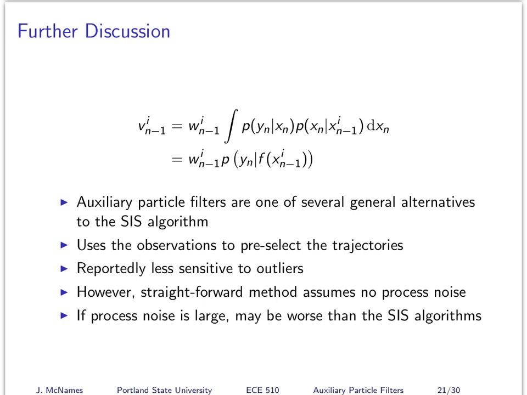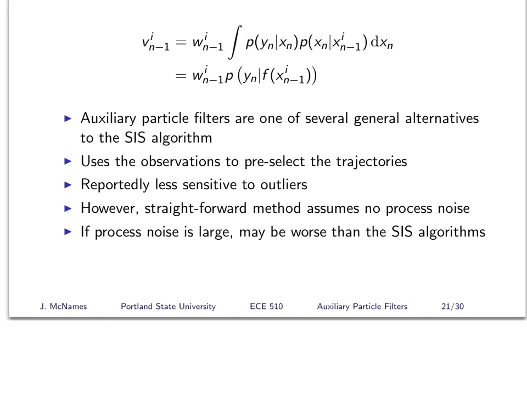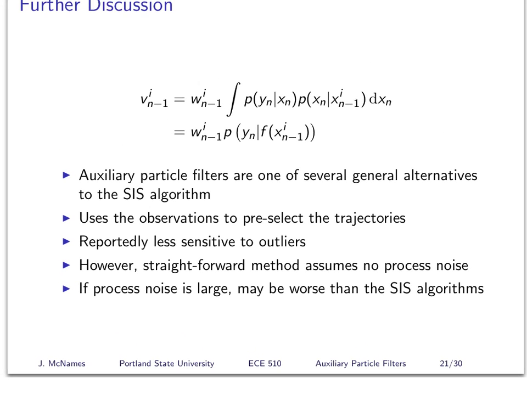So there's a number of alternative algorithms to the simple sequential importance sampling algorithm that we talked about earlier. Again, the key idea is using the observations to pre-select the parent trajectories before you advance them one more step in time. This technique, according to the literature, is reportedly a little bit less sensitive to outliers. And that sort of makes sense because you're using your measurements to guide where your particles go. So if you get an unusual measurement, you'll pre-select parent trajectories that are more consistent with that measurement. And so through that, using the measurements to pre-select your parent trajectories, that makes it less sensitive.